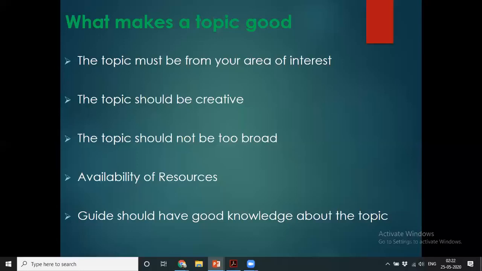Then next is that your guide should have sufficient knowledge about the topic. See what happens if you select the topic on your own without consulting the guide. In that case, you might face some problems. Why? If you face any kind of problem while doing your research work, your guide will not be there to help you. So you have to choose a topic which is in the domain of your supervisor, so that it will be easy for you to get help from your supervisor. Otherwise, you'll have to face problems.